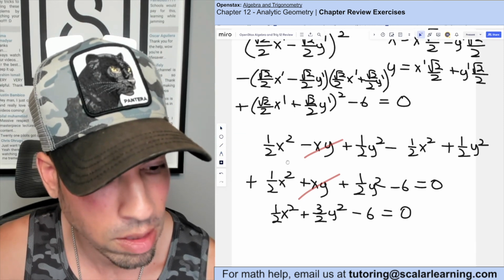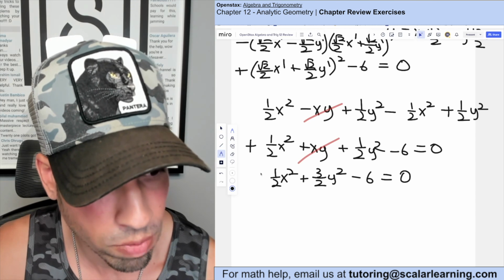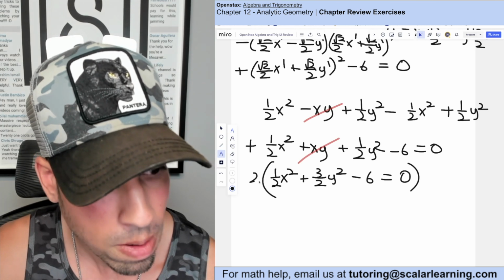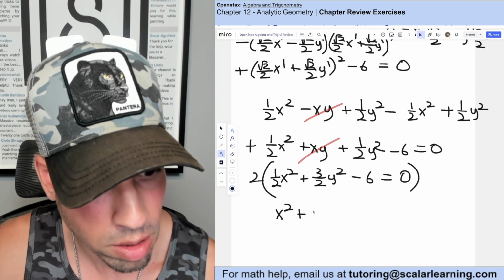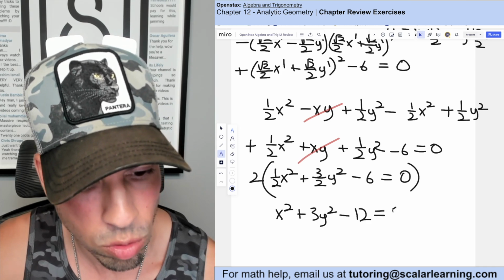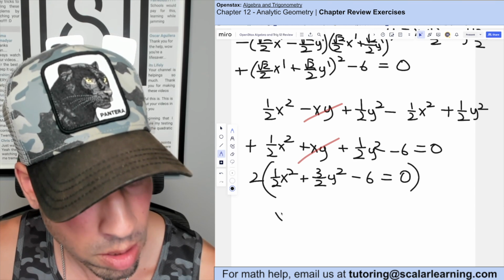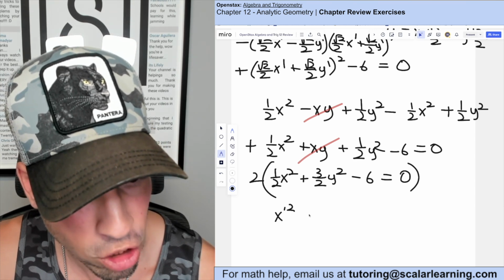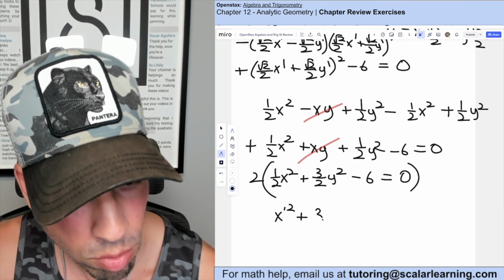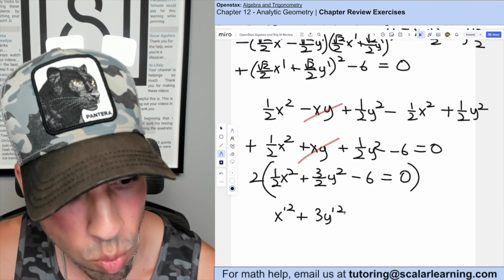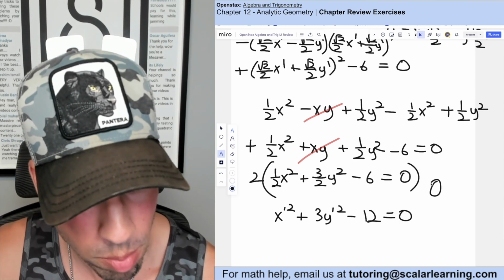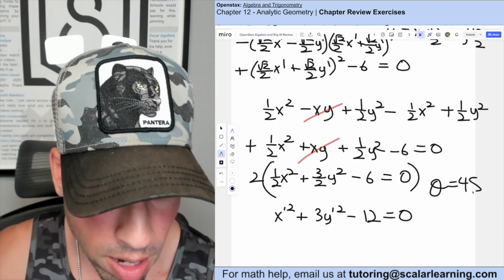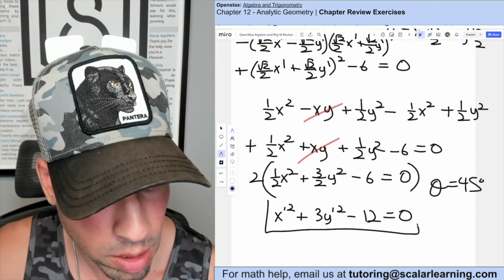So now the last thing that they're going to do in the back of the book is they don't want these fractions, so we're going to multiply everything by 2, which is those denominators, and we're going to end up with x squared plus 3y squared minus 12 is equal to 0. So then we're going to end up with x squared, now I'll put those dashes back in, plus 3y squared minus 12 is equal to 0. Again, remembering that theta was 45 degrees. That's how you do it.